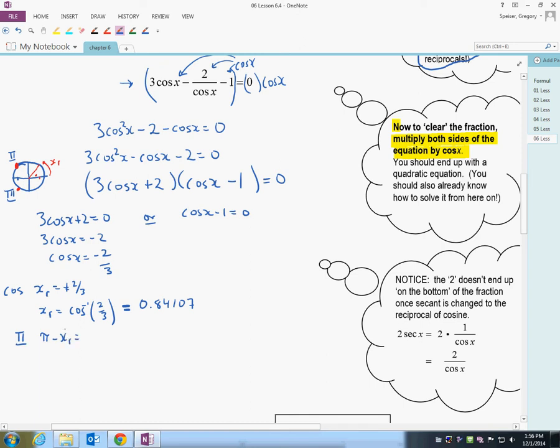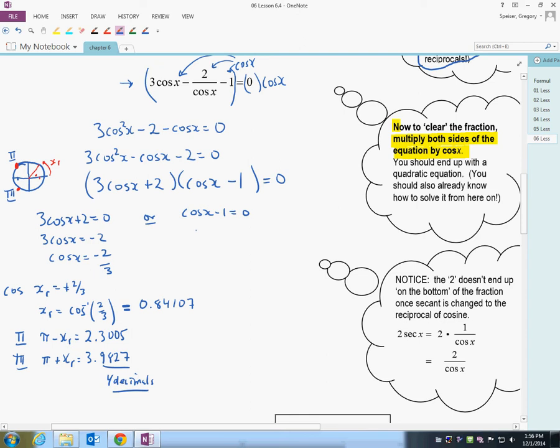So there I get 2.3005, and in my quadrant 3 answer, I'll get pi plus my reference angle, and there I get 3.9827. Generally, 4 decimals is good to go. Okay, so those are my first 2 answers.